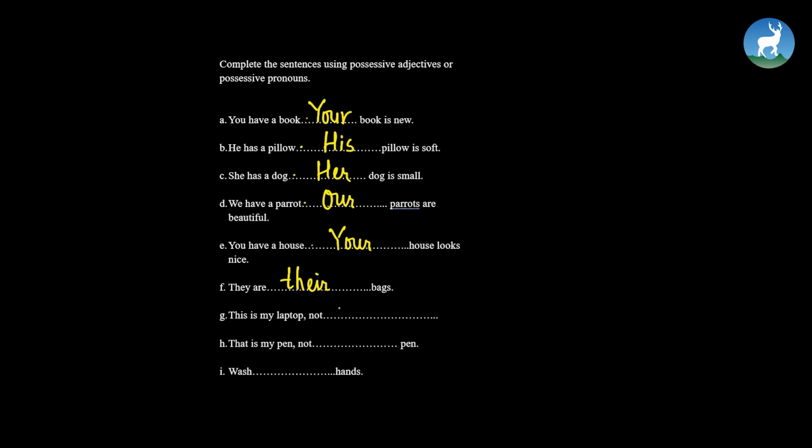This is my laptop, not yours. This is my pen, not your pen. See the difference? Here we are using the possessive pronoun yours to avoid using the word laptop repeatedly and to make the sentence shorter. But in the next sentence, we're using a possessive adjective before a noun. Okay? So before a noun, we always use a possessive adjective. Wash your hands.